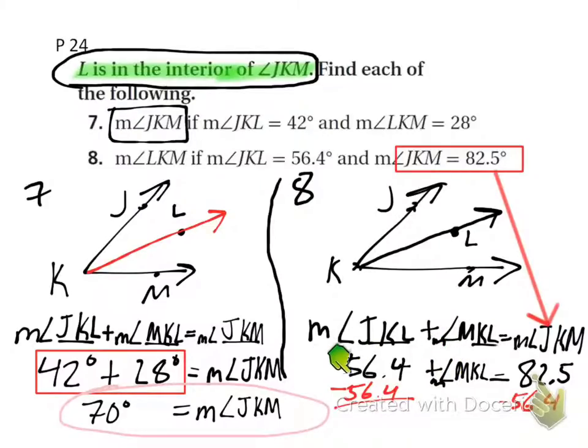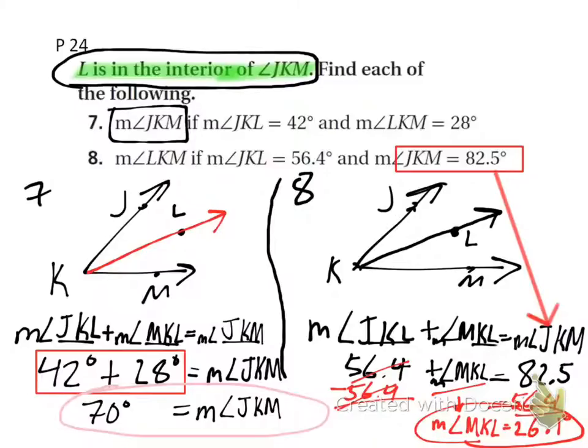We want to get rid of this 56.4, so we're going to subtract 56.4 from both sides of the equation. We are left with the measure of angle MKL, that we bring down, equals, and then 82.5 minus 56.4 is 26.1, and degrees is the unit, and that is our answer.